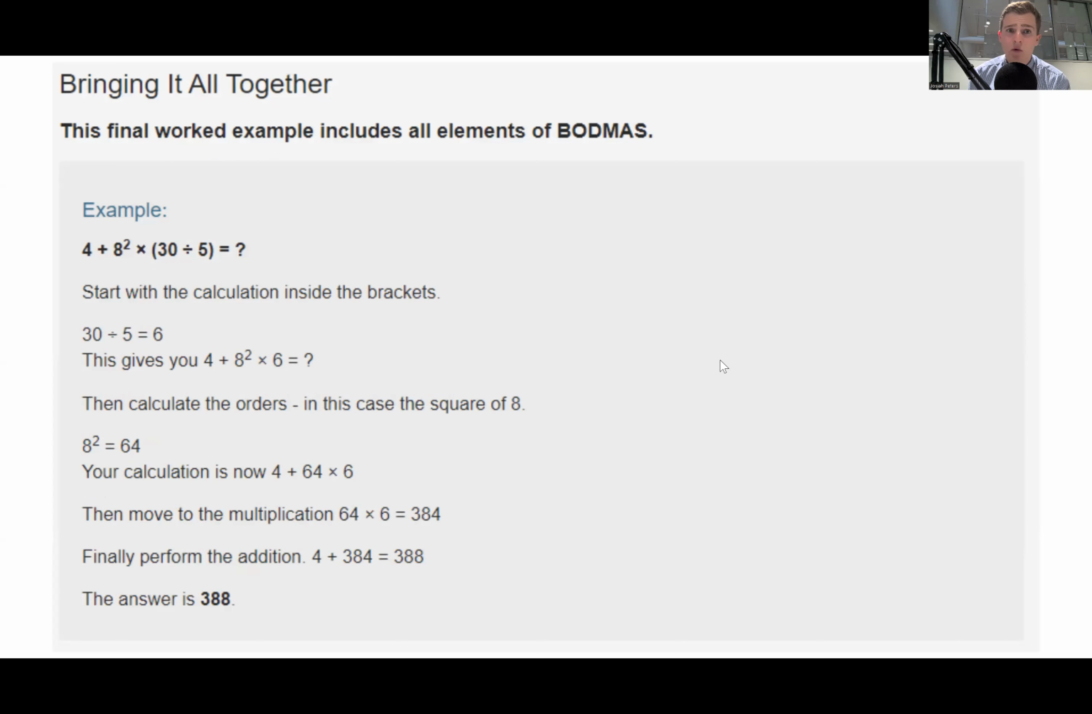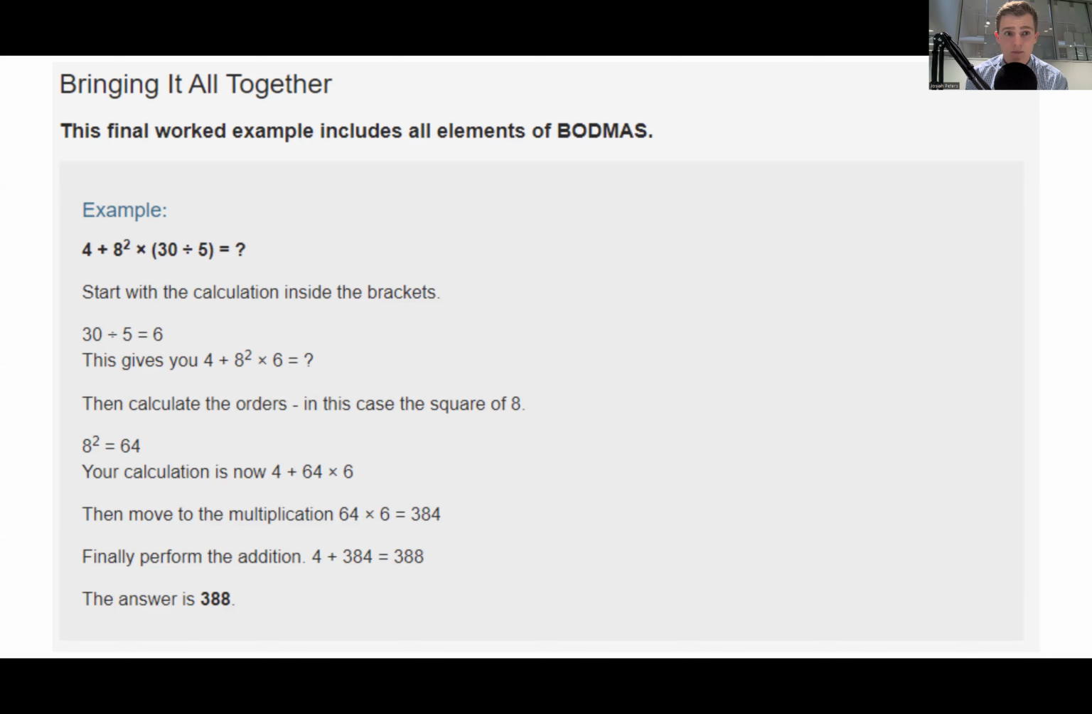Now let's bring it all together and have an example with all the elements of BODMAS. So my example in bold at the top: 4 plus 8 to the power of 2 times, in brackets, 30 divided by 5 equals. So we start with the calculation inside the brackets. 30 divided by 5, which gives us 6.